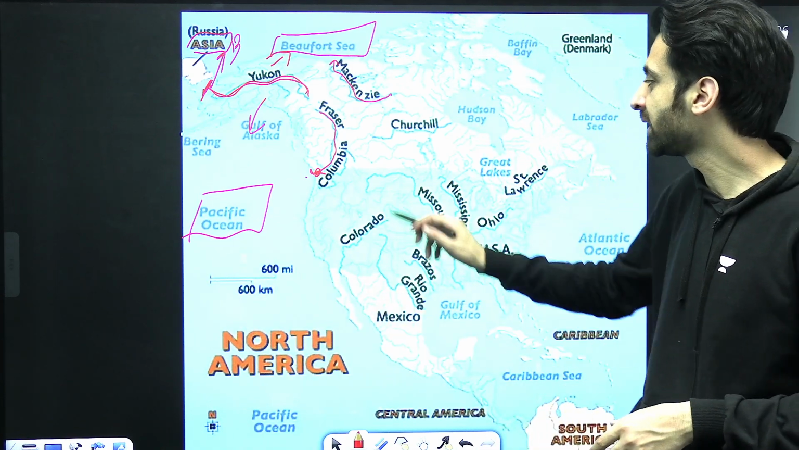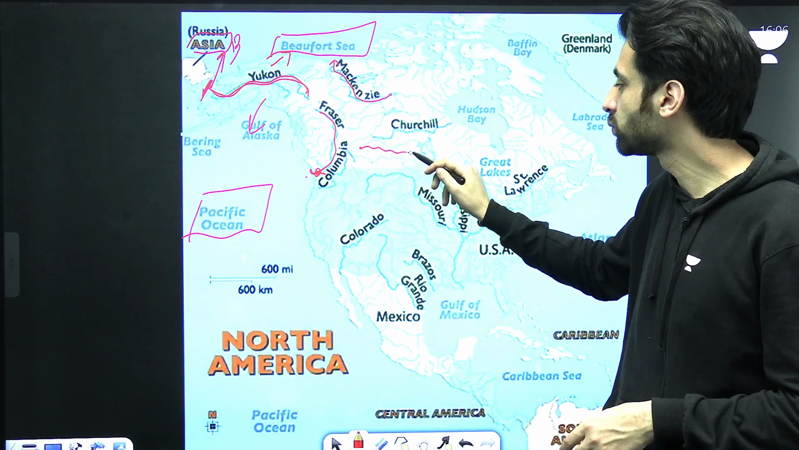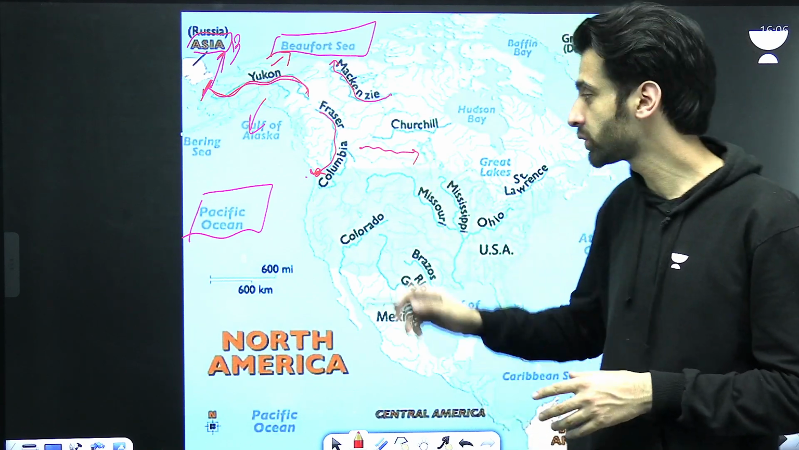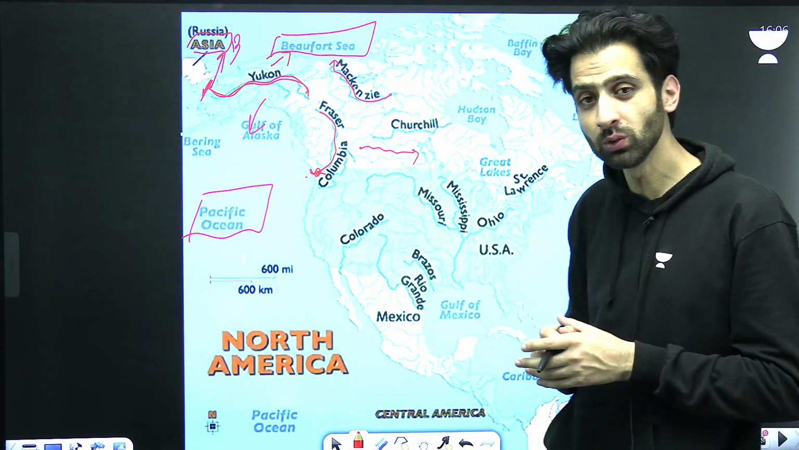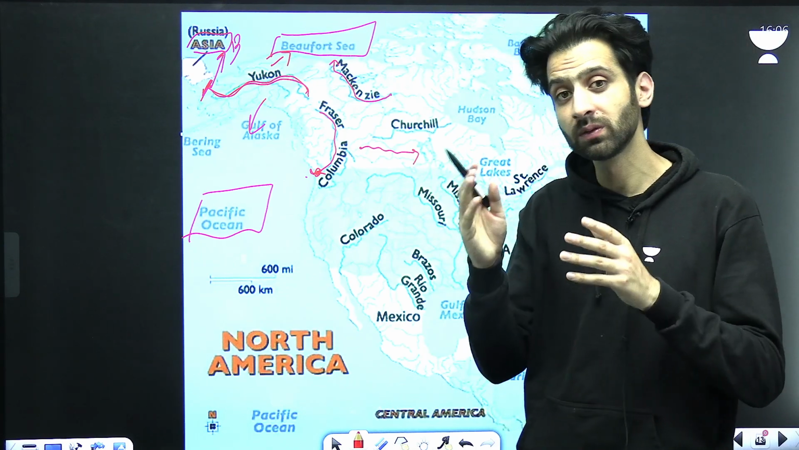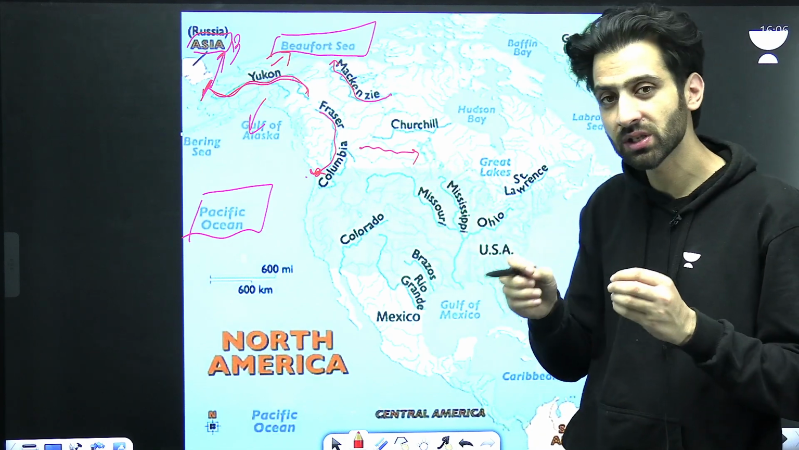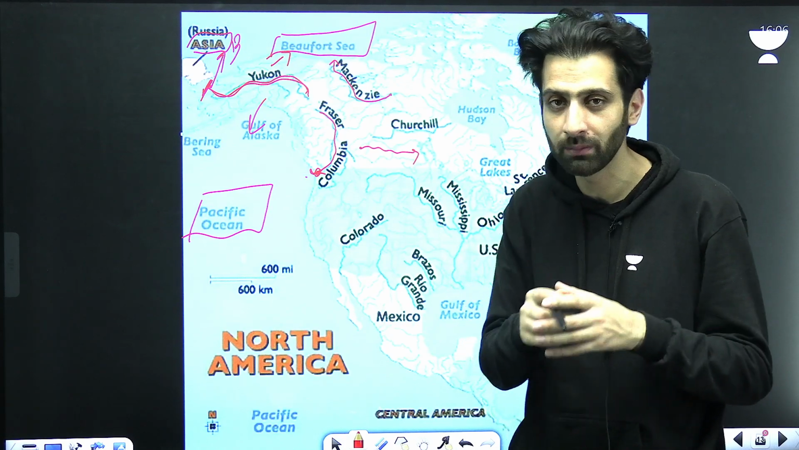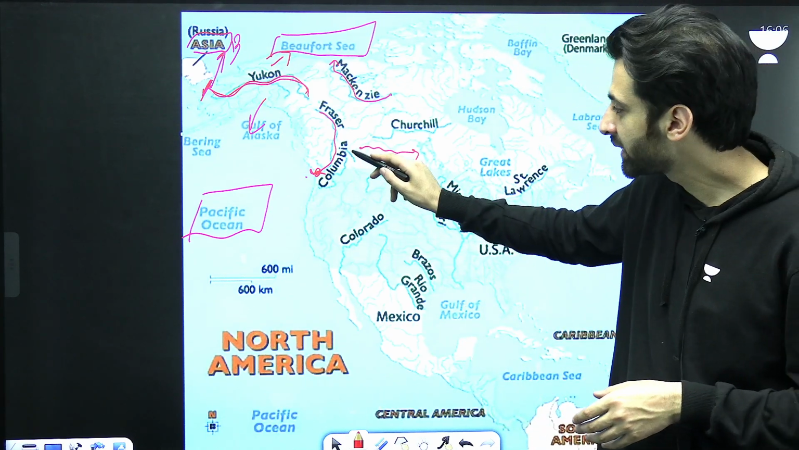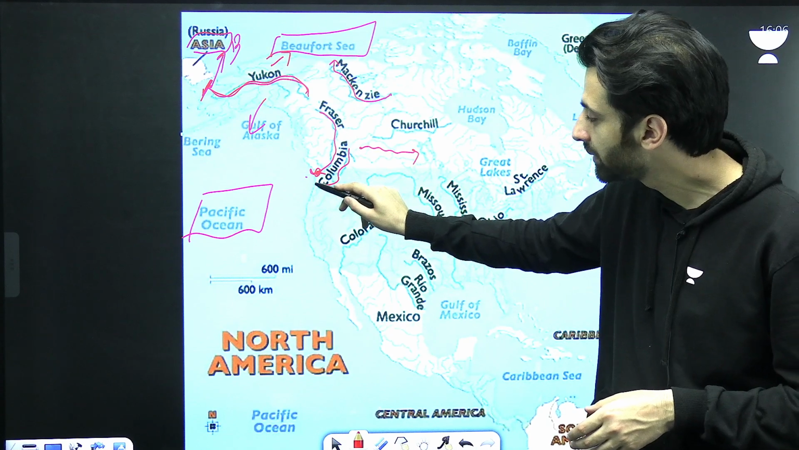Then we have one more important river here, that is Saskatchewan. Saskatchewan River, it is not shown here, I'm drawing it for you, drains into Lake Winnipeg. If you know about the 5 lakes that I have already told you, Lake Winnipeg is here, and Saskatchewan will drain into Winnipeg.